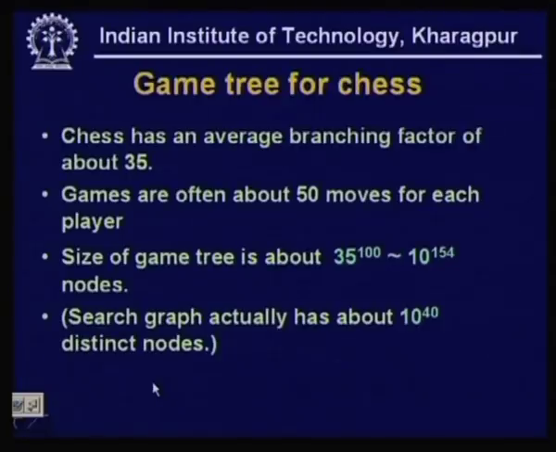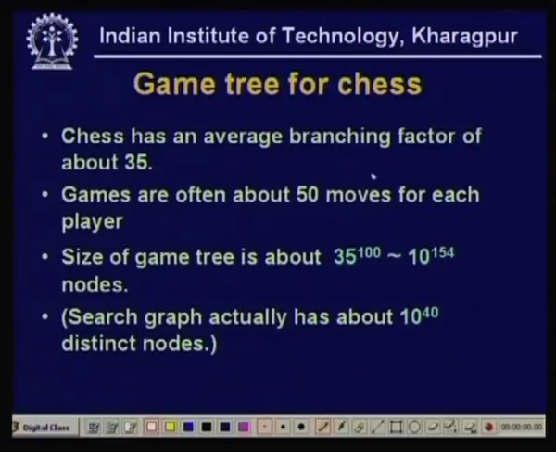For example, if you consider the game tree for chess, chess has an average branching factor which is estimated to be about 35. Chess games are often about 50 moves for each player, which means that the size of the game tree is about 35 to the power 100, which happens to be approximately 10 to the power 154, which is an extremely large number, an inconceivably large number.